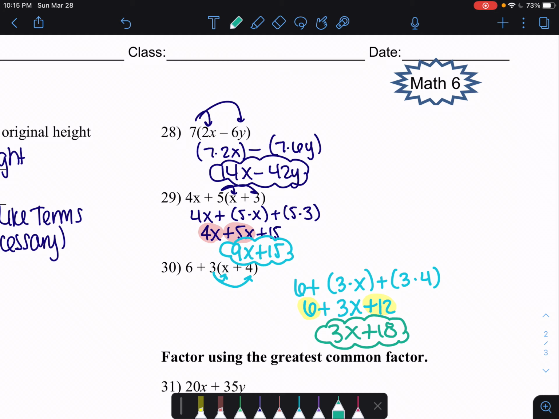Okay, that's your distributing and combining like terms. Sometimes you have to distribute, sometimes you don't. Sometimes you have to combine like terms, sometimes you don't. Okay, we always take care of our distributive property first, so break open those parentheses first by distributing, and then decide if anything can be friends.